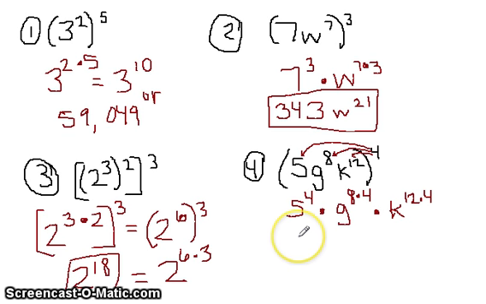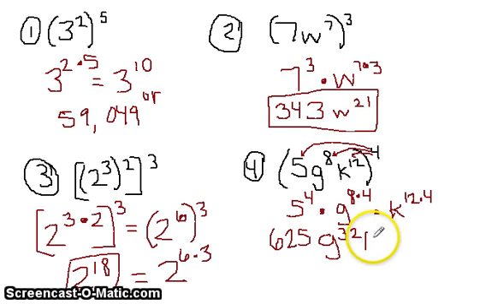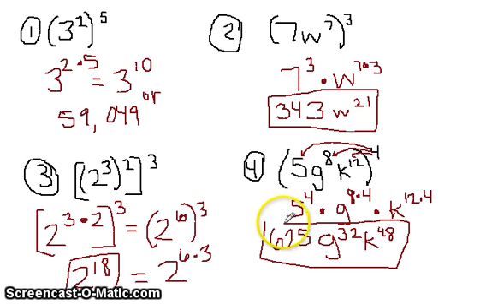So 5 to the 4th is our first step. We're just going to do 5 to the 4th, which is 5 times 5 times 5 times 5, which ends up giving us 625. G to the 8th times 4, we're going to multiply those exponents. It's going to give me g to the 32nd power times k, and then 12 times 4 is 48. So k to the 48th power. So they're really big exponents, but that's okay. We're just making sure that we have taken all of our steps to apply those two different rules.